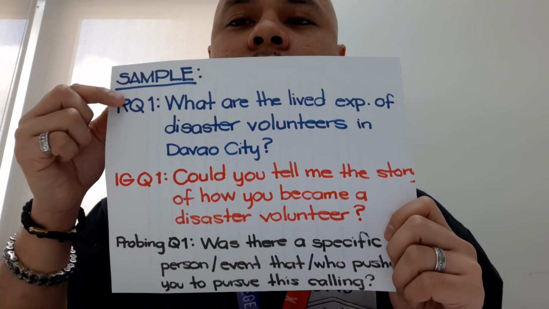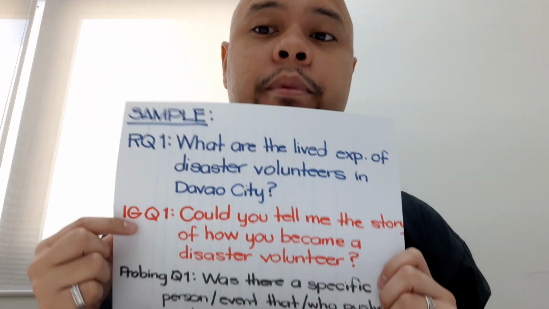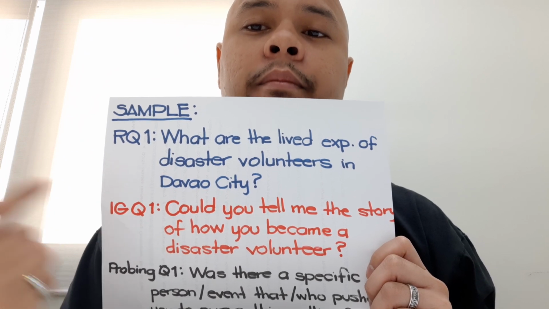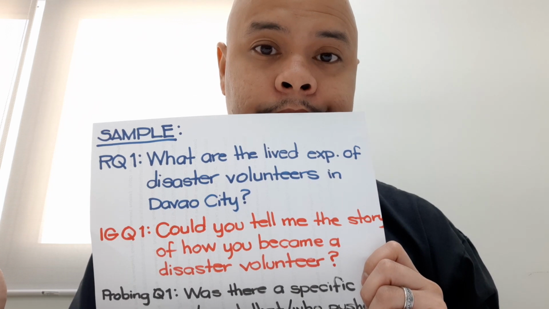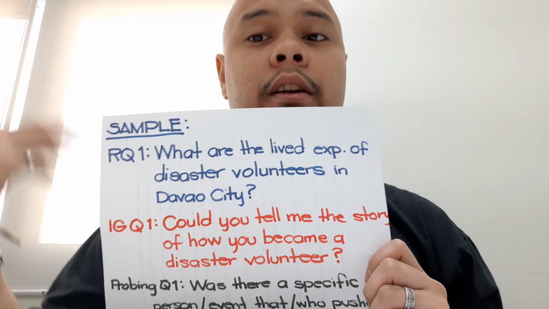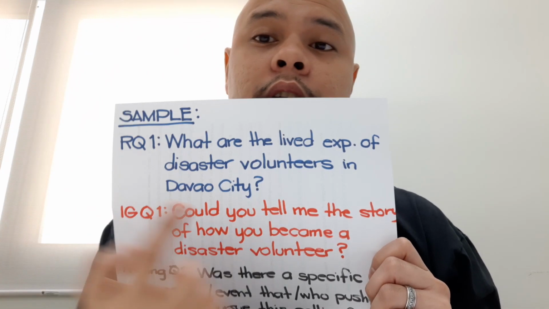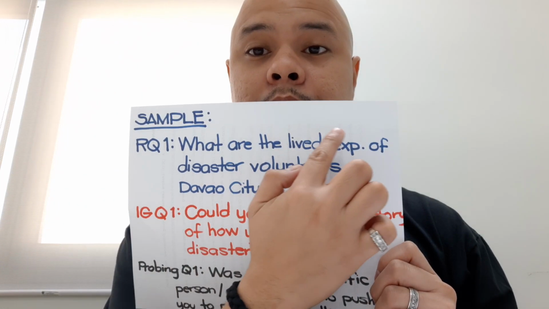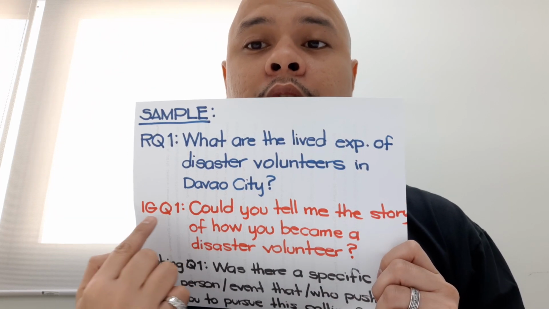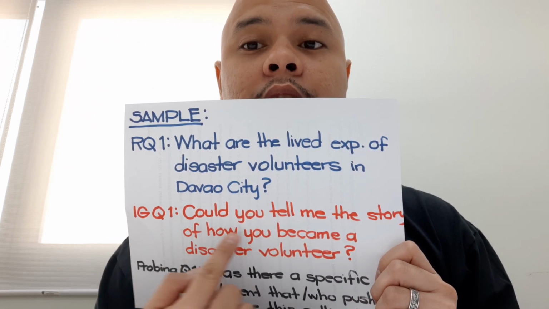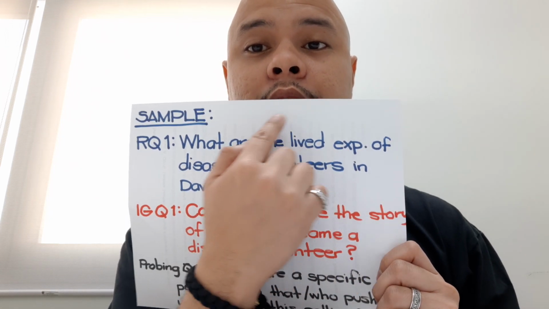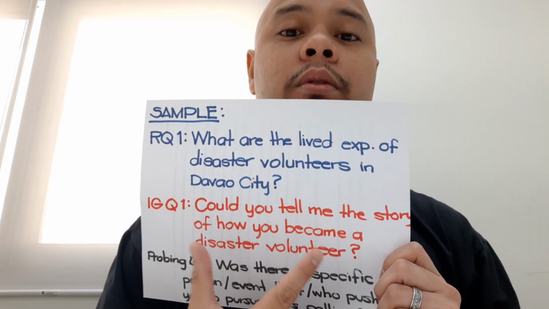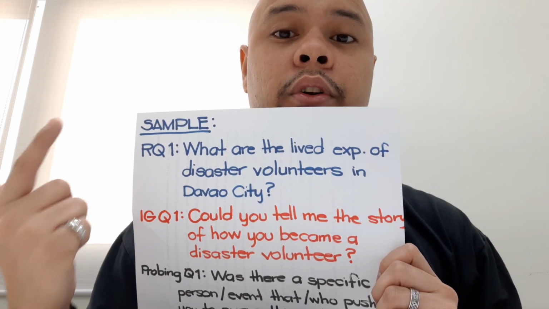Okay, now from this research question, I gave one sample interview guide question. Could you tell me the story of how you became a disaster volunteer? Okay, so this way they are going to tell you the story. Again, we're looking at the lived experiences, and since we are going for the lived experience, your question in your interview guide must help you get a picture of that experience. That's why we started with a general concept of how they became a disaster volunteer.